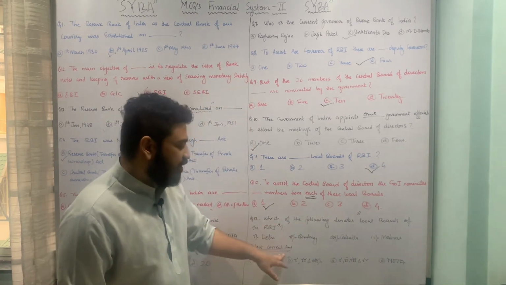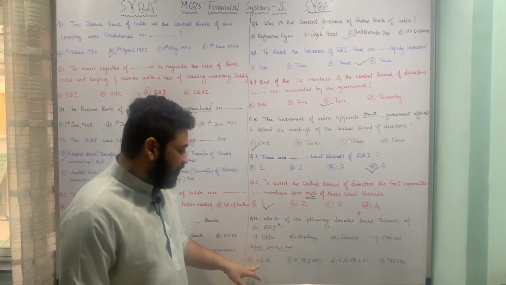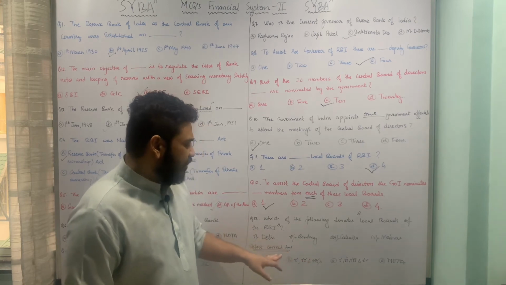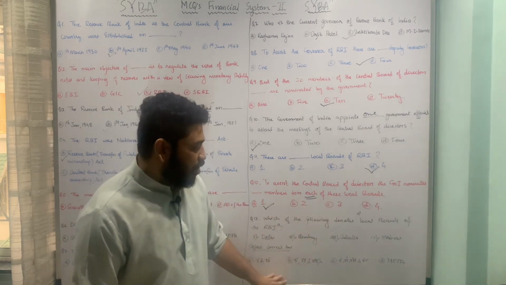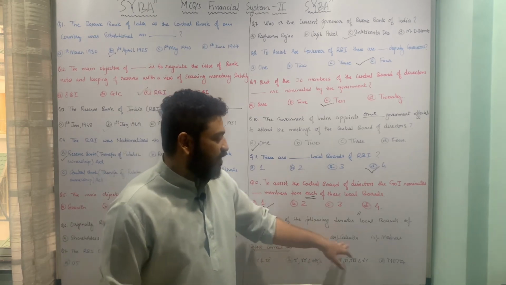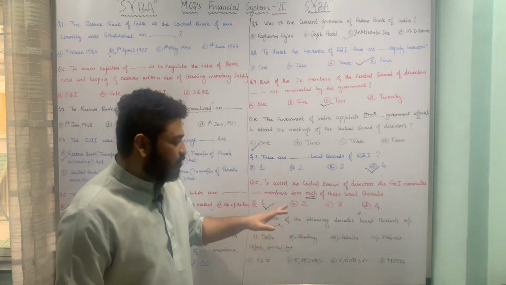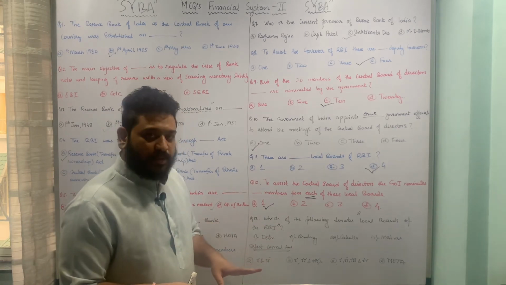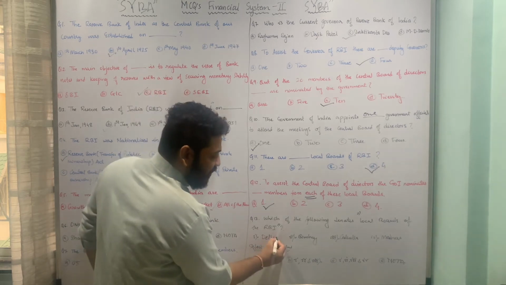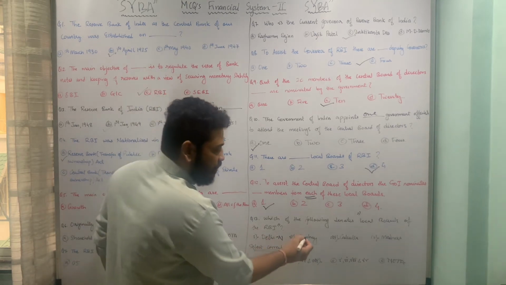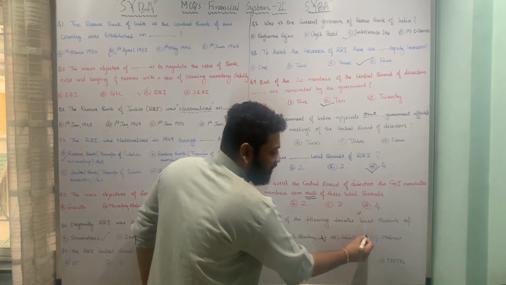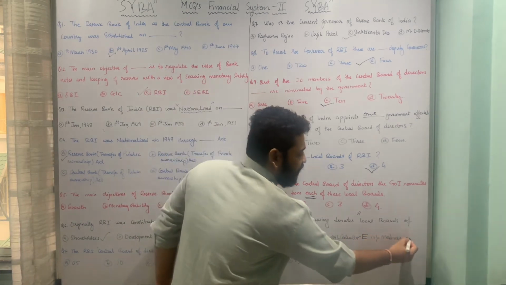And we have to select the correct answer, and the options are: option A, 1 and 2, that means Delhi and Bombay. Option B is saying 1, 2 and 3, that means Delhi, Bombay and Calcutta. Option C is saying 1, 2, 3 and 4, that means Delhi, Bombay, Kolkata and Madras, and last is none of the above. So here, which of the following denotes local boards of Reserve Bank of India? All of them. Delhi is representing north, Bombay is representing west, Calcutta is representing east, and Madras is representing south.